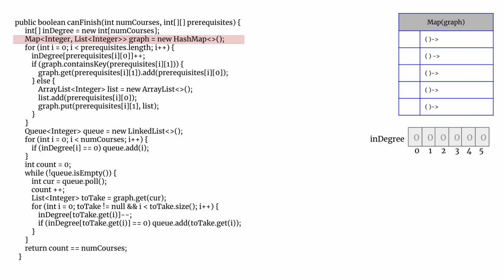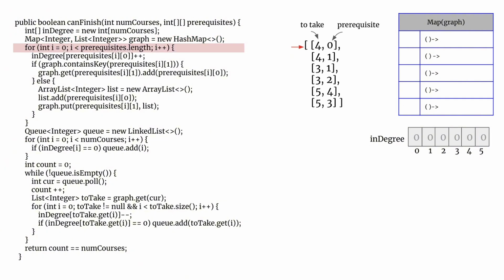I'll create an array called indegree with a length equal to the total number of courses. We will use an adjacency list to represent the graph. There are many different ways to implement an adjacency list, and today I'm going to use a hash table. In this hash table, the left side key stores each vertex course number, while the right side value stores a list of its neighboring vertices.